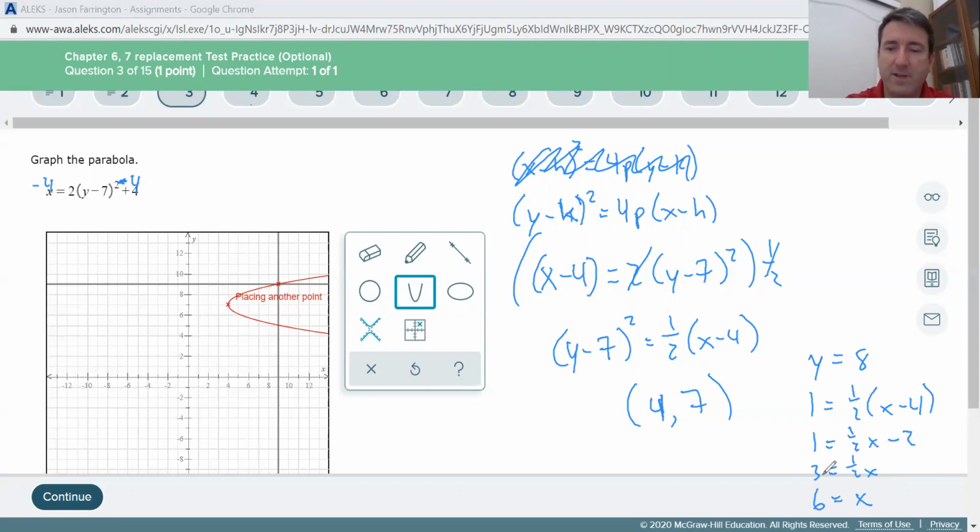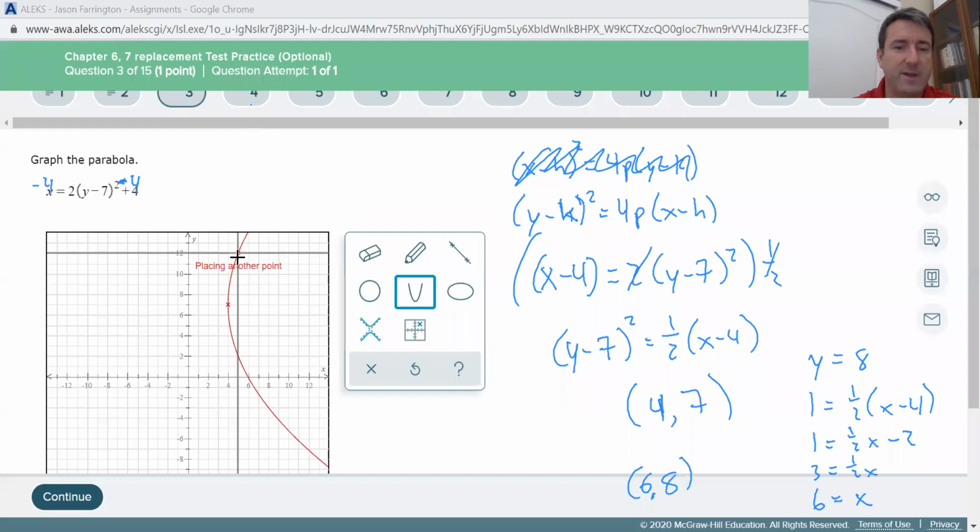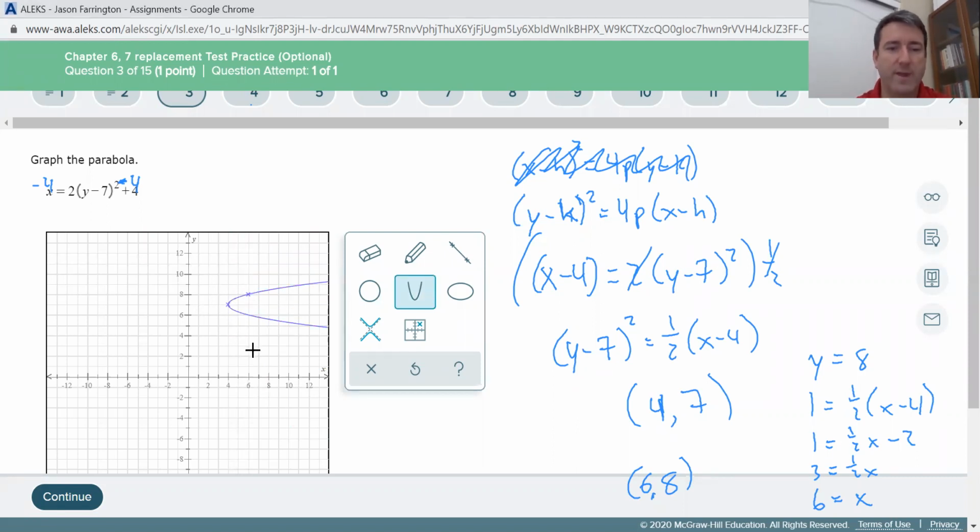So this other point is going to be at the point x equals 6, y equals 8. Because we've figured out that when y is equal to 8, x is equal to 6. So that's going to be our other point. So we have 6 and 8. That's our second point for that parabola. All right.